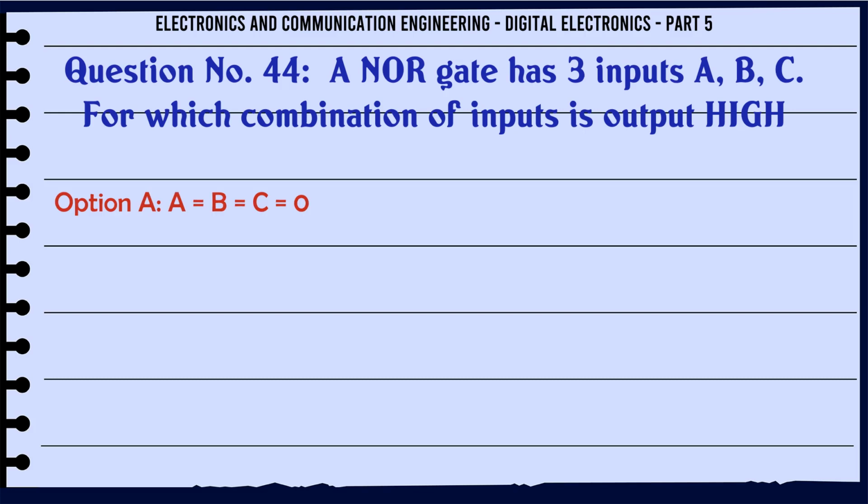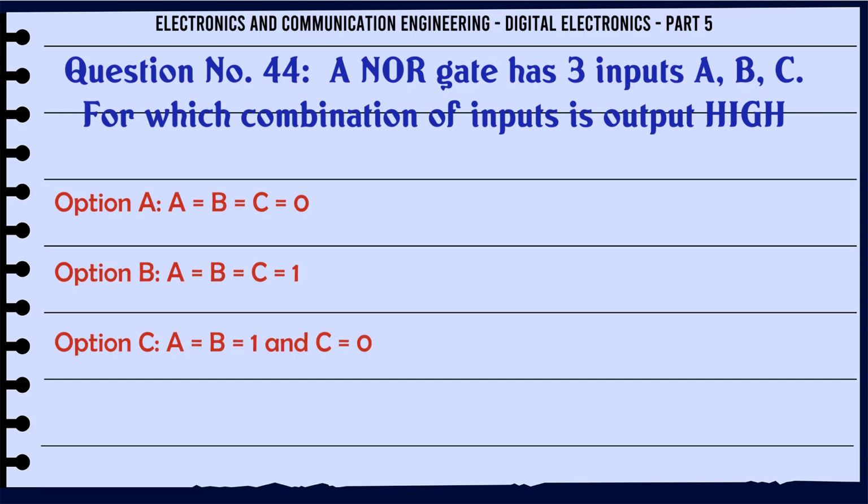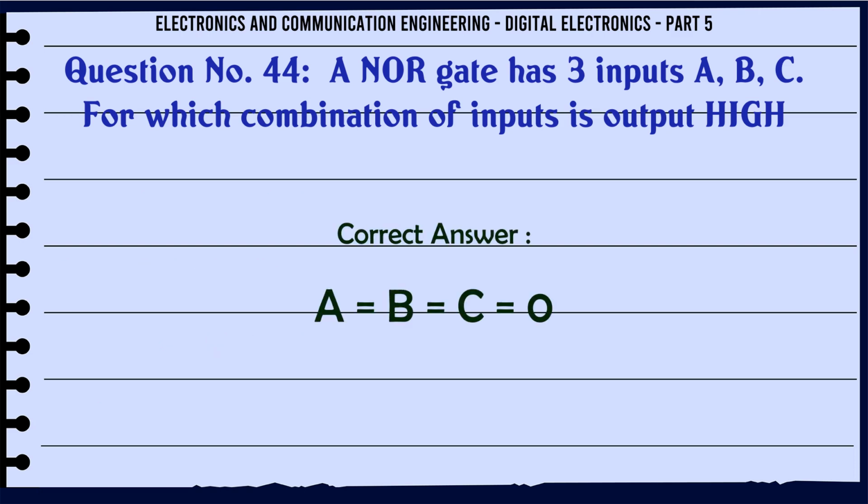A NOR gate has 3 inputs A, B, C. For which combination of inputs is output high? A. A=B=C=0, B. A=B=C=1, C. A=B=1 and C=0, D. A=C=1 and B=0. The correct answer is A=B=C=0.